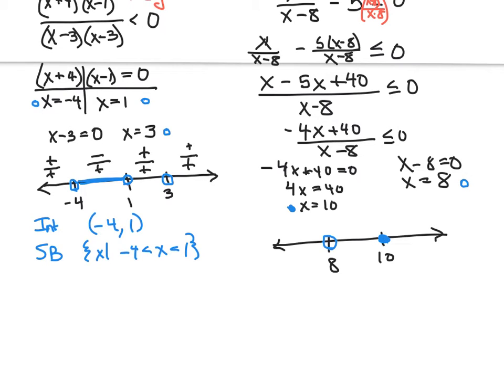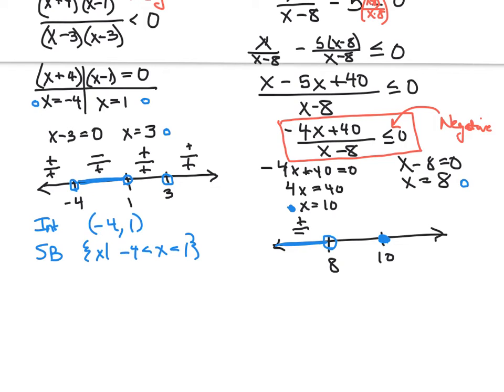Now let's test each number in this newly written inequality. So I'm going to test, for example, let's try 0. That would be to the left of 8. When I put 0 into the numerator for x, I'm getting a positive numerator. 0 into the denominator is giving me negative. Positive divided by negative is negative, and that's exactly what I'm looking for. I'm looking for a negative value on my rational expression. So I am going to color that section right there.